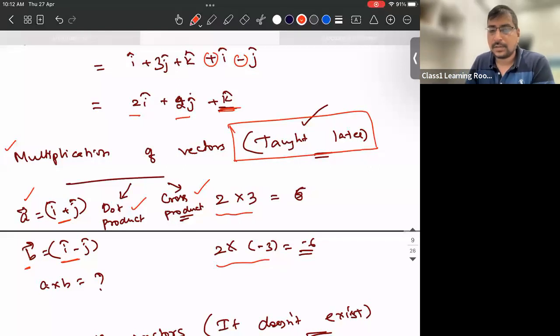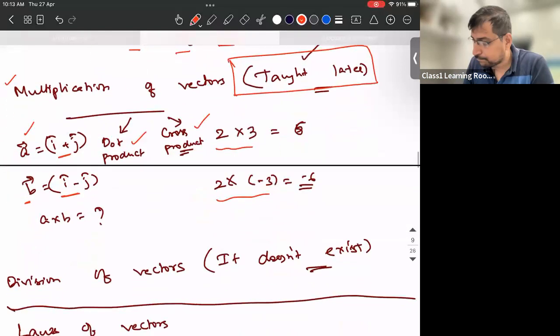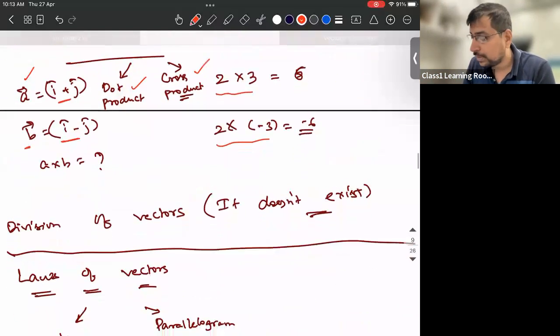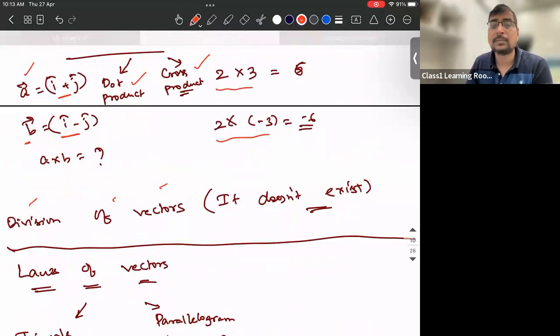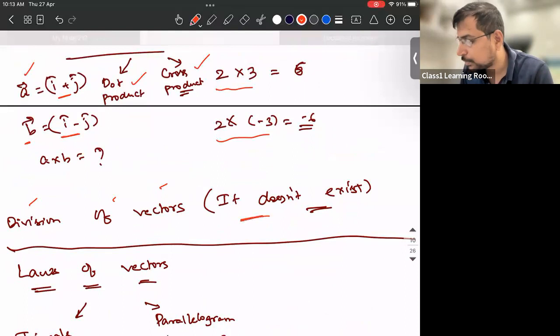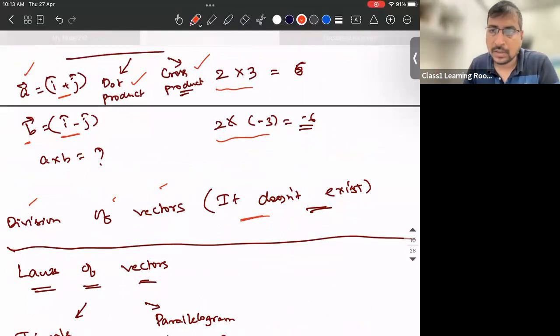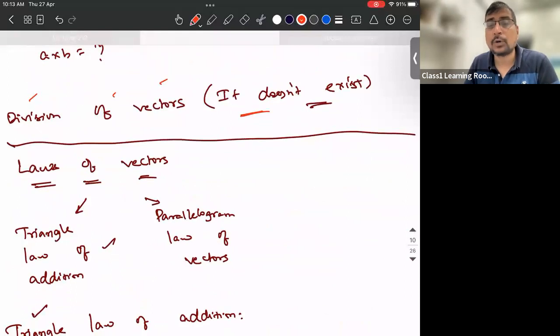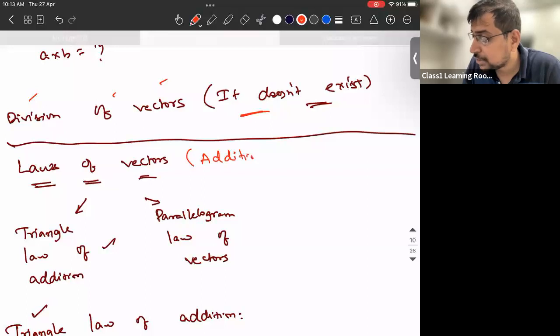Having said this, if I look at the next mathematical operation, what do we have? We need to have something called division of vectors, but remember, vectors cannot be divided. There is no concept of division of vectors at all. It does not exist. So with this, we are entering into the important laws of vectors, which are also called the addition laws.